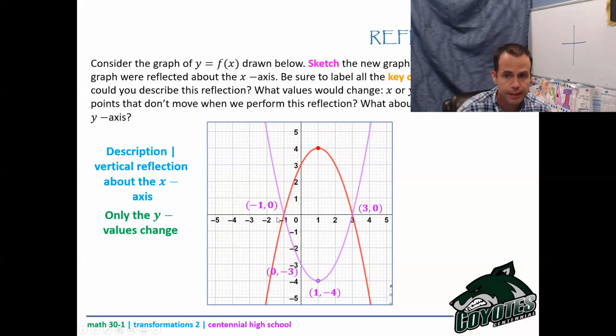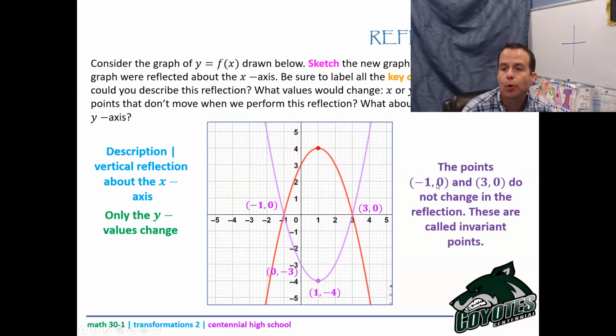Are there any points that don't move when we perform this reflection? Yes, right here at -1, 0 and at 3, 0, those guys don't move. Now, there's a word for that, but first of all, mathematically, why don't they move? It's because the y value is 0. And if I stick a negative in front to change the sign of 0, it's still 0, right? -0 is still 0, okay? So the points -1, 0 and 3, 0 do not change in the reflection.